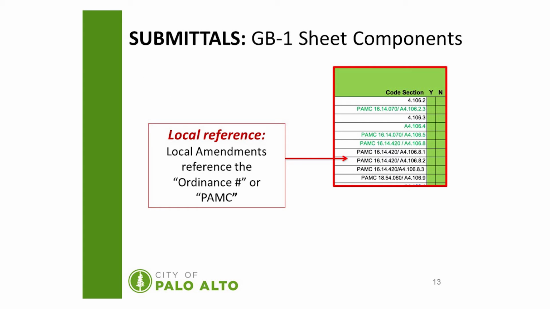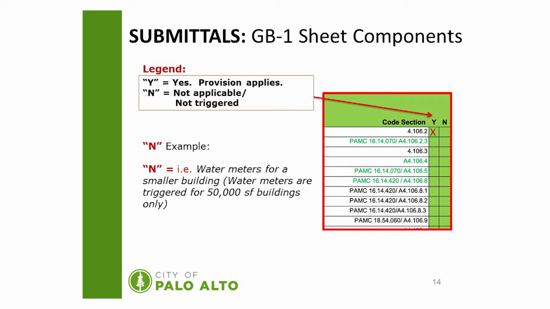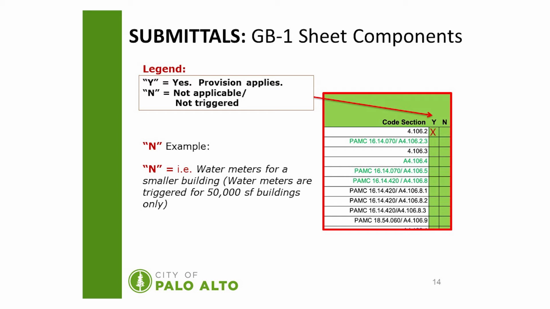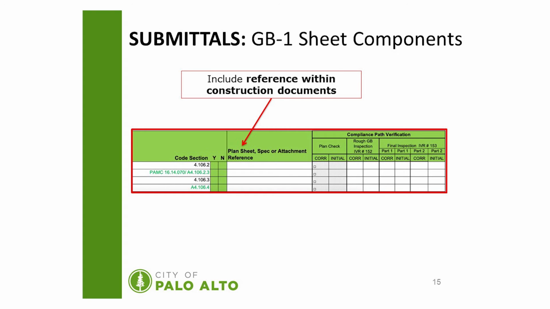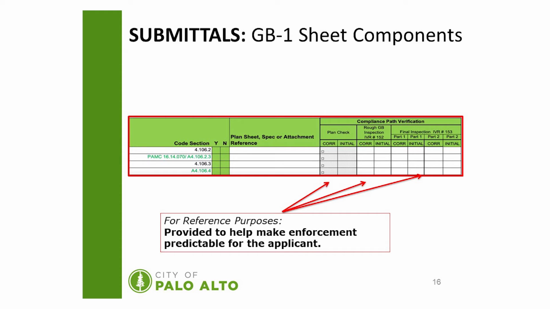Local references, meaning that there has been a local amendment or addition, is identified by the ordinance number or Palo Alto Municipal Code. Here is another legend to outline the different items that will be selected for each code provision. Y stands for yes, the provision applies, and N stands for not applicable or not triggered. The plan sheet spec or attachment reference is listed in this column. And again, these are for reference only so that you understand the items that will be inspected at each phase.